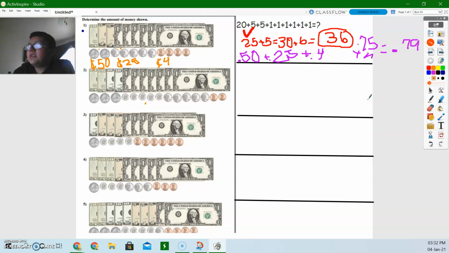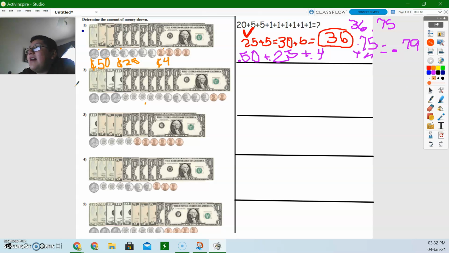So since we have the decimal point here, I can now calculate that our total for all this money is going to be 36.79. So that's for number 1. Now we're going on to number 2.